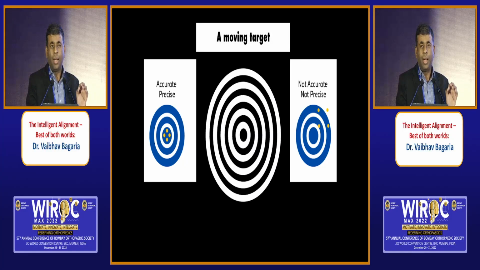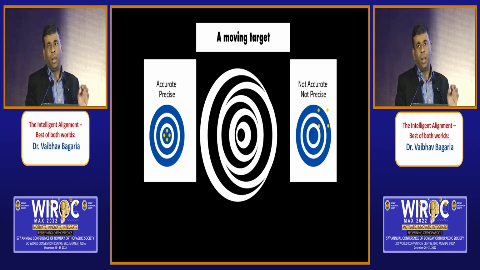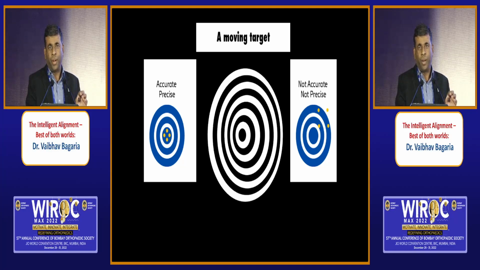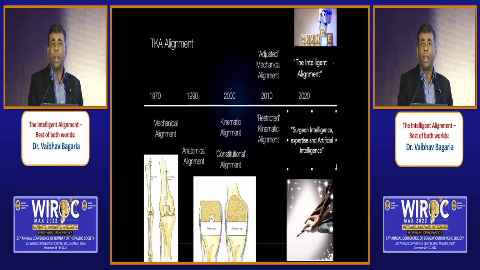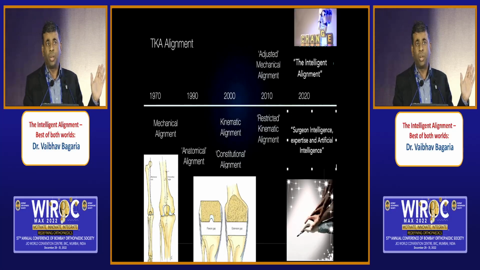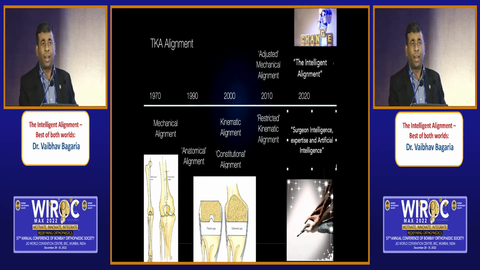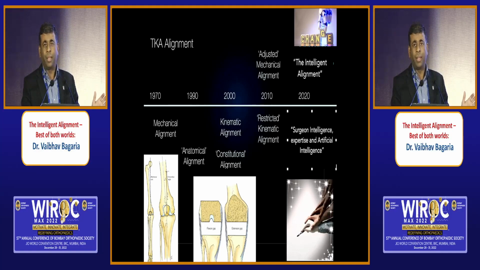And I think understanding this will end the alphabet soup because it's different. It's different for each of our patients. And I think technology allows us to do that. And that's why we have changed from the 1970s of mechanical alignment to anatomical alignment, kinematic alignment, constitutional alignment, adjusted mechanical alignment, restricted kinematic alignment, and everyone seems to claim that they have done the best.